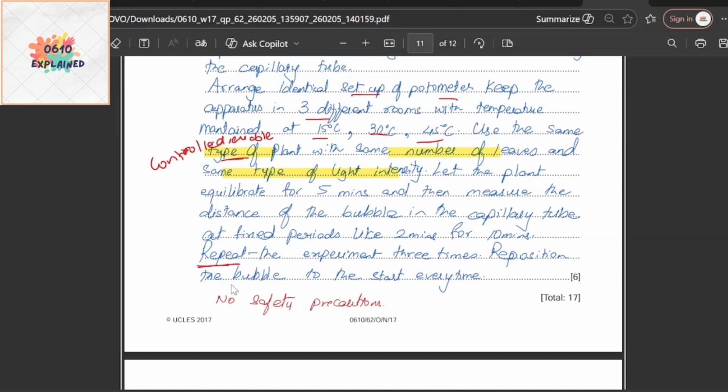Now, whenever we write this 6 marks experiment, you have always come across something which is called safety precautions. But since here we are not using anything like a hot apparatus and acid, etc., there will be no mark for the safety precautions. So the point that you could mention over here was to reposition the bubble to the start every time we are repeating the experiment.